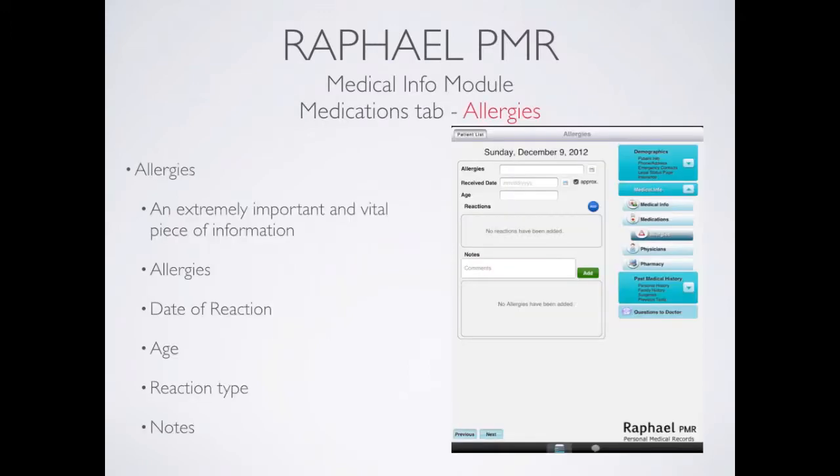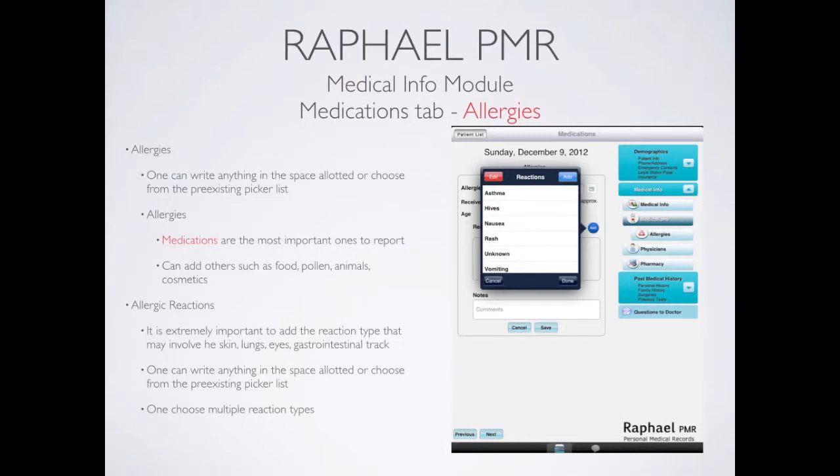Allergies are another very important component here. Here we're looking for the allergy types, the dates received, whether it's approximate, age, again. You can add reactions with notes, and at the bottom you see the green Add button. This allows us to add multiple allergies. Let's go into that just a little bit.